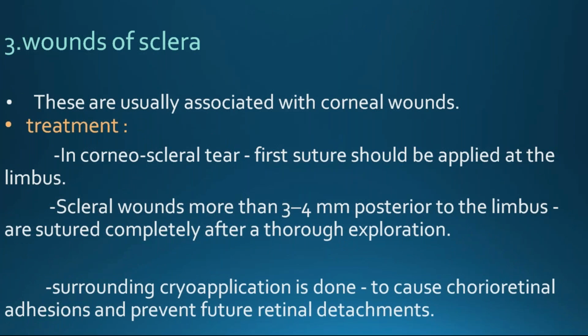Wounds of the sclera are usually associated with corneal wounds. Treatment: if there is a corneoscleral tear, both cornea and sclera are involved, and the first suture should be applied at the limbus. Scleral wounds more than 3 to 4 mm posterior to the limbus are sutured completely after thorough exploration. You have to split the conjunctiva, close the sclera first, and then close the conjunctiva again.